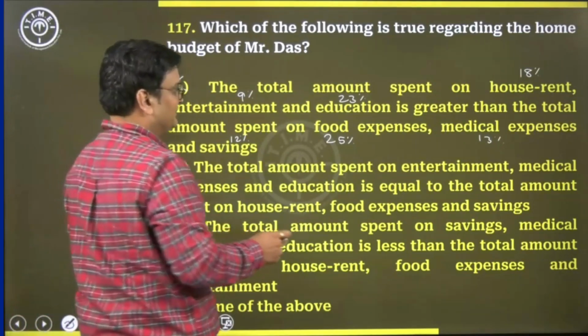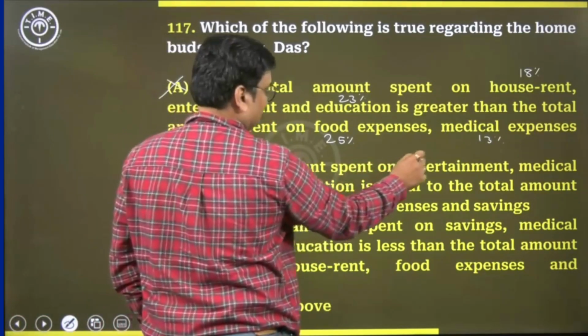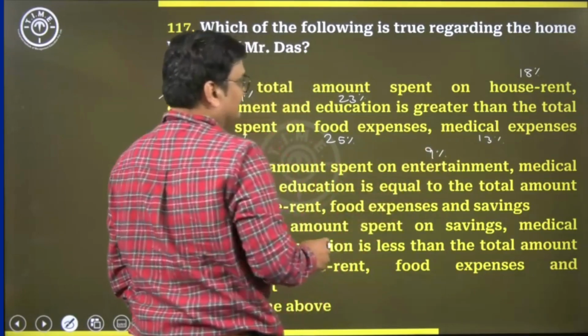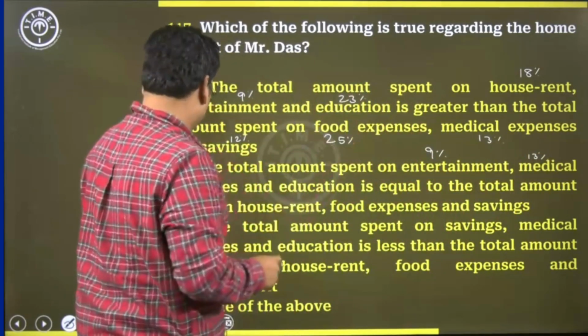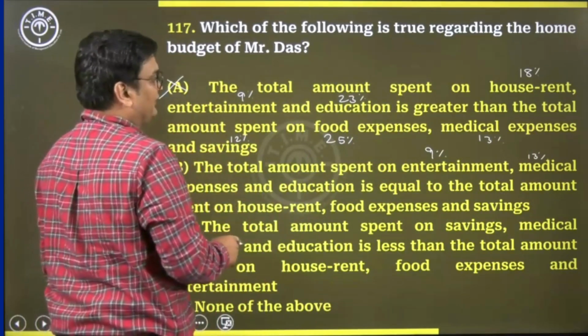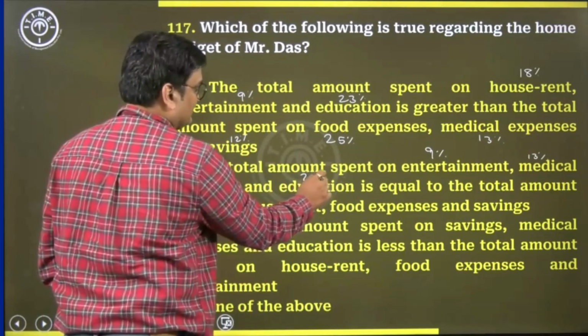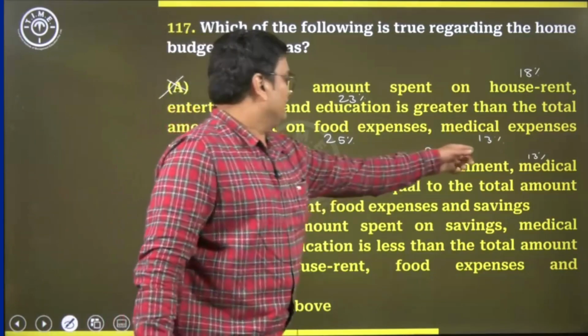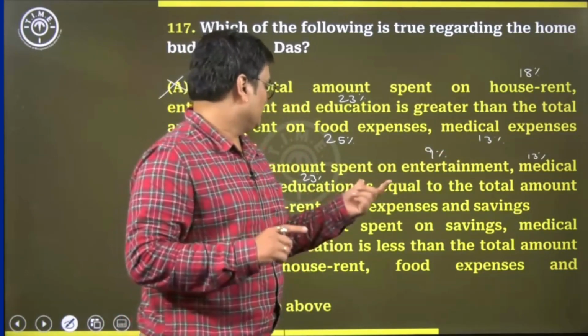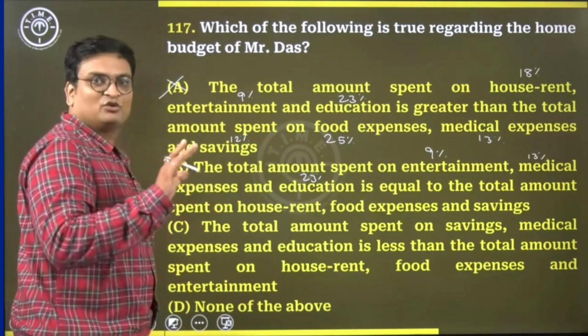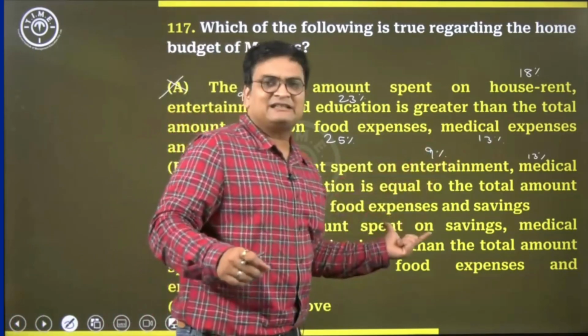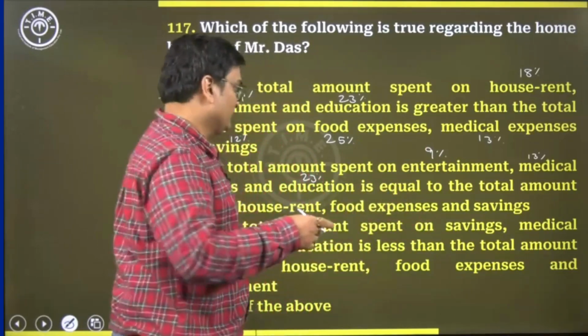How much is entertainment? It's 9%. Medical, it's 13%. 9 and 13 is 22. And education is 23%. So these three together will be 45%, is equal to total amount spent on house rent, food expenses and savings. No, if this is 45, these three together will be 55. It will be less, not equal.